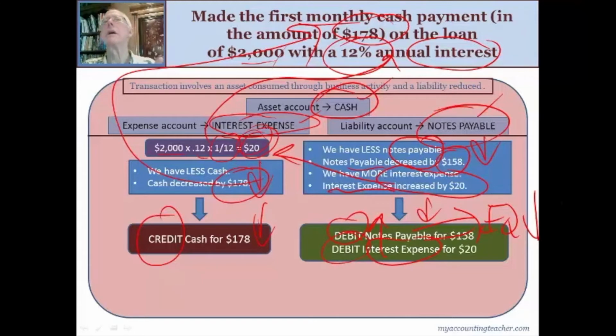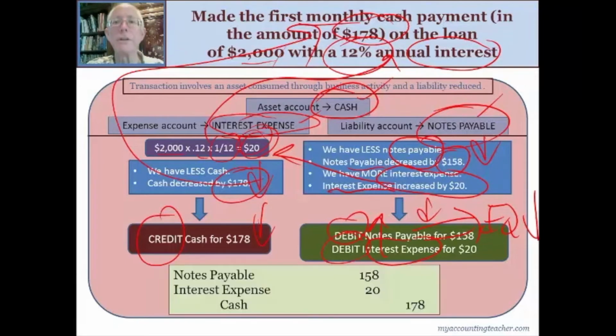And now let's stop. Do we usually debit expenses? Let me think. Oh, wait. We always debit expenses because they represent decreases in equity. We always debit expenses. So here's what happened. Let's look at the journal entry and let's make sure we understand everything that's there. We sent in a check for cash, 178. So that asset, cash, went down. We show that with a credit.